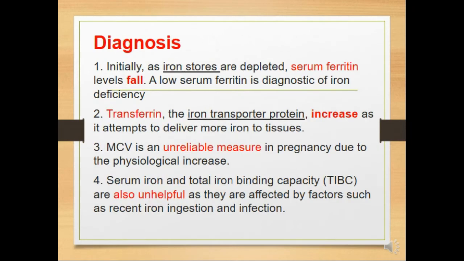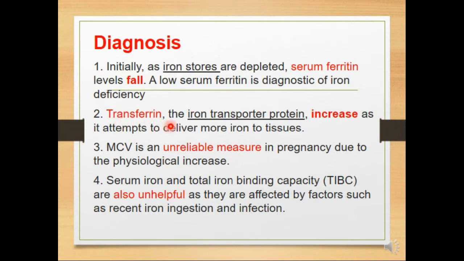Diagnosis of iron deficiency anemia. Initially, as the iron stores are depleted, meaning from the beginning, the first feature of iron deficiency is depletion in iron store. Serum ferritin represents the iron store, so the serum ferritin level falls. Low serum ferritin is diagnostic of iron deficiency anemia.